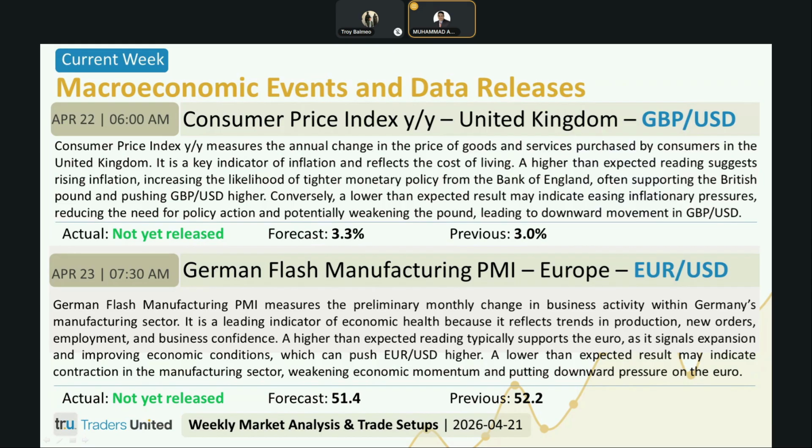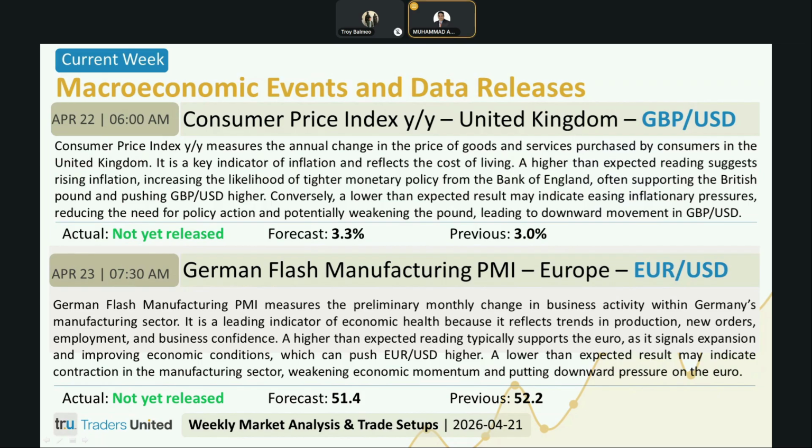The upside potential is there if the inflation comes above 3.3%. This may support the British pound and push the GBPUSD higher. The downside potential is there if inflation comes below 3.3%. This may weaken the British pound and push the GBPUSD price lower. Expect fast price movement after the news release time, so watch the first reaction and possible pullbacks.